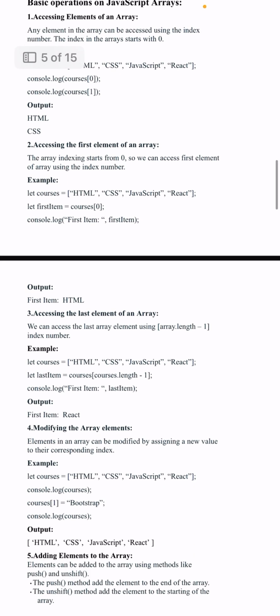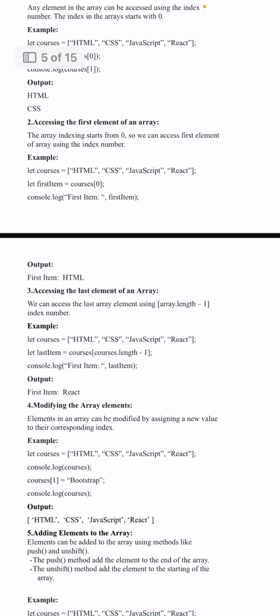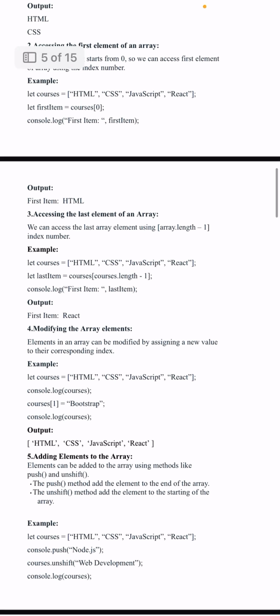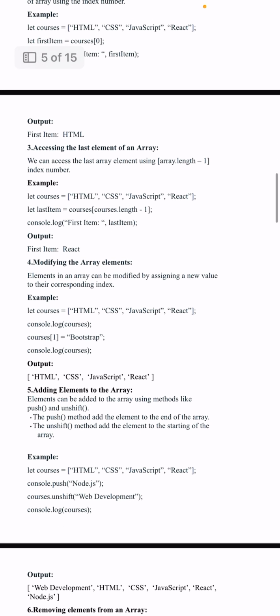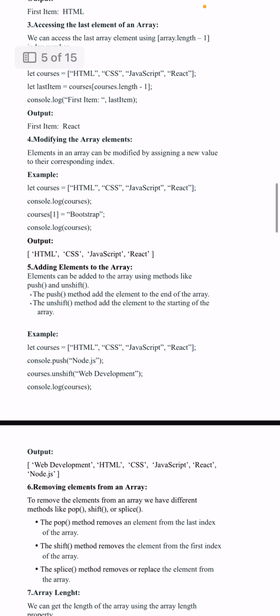Accessing the last element of an array. We can access the last array element using array.length - 1 index number. Modifying the array elements. Elements in an array can be modified by assigning a new value to their corresponding index. Adding elements to the array.